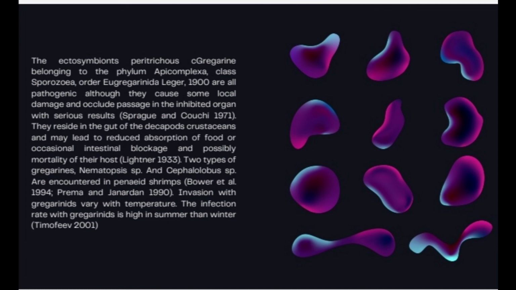Two types of Gregarines, Nematopsis sp. and Cephalobus sp., are encountered in penaeid shrimps. Invasion with Gregarines varies with temperature. The infection rate with Gregarines is higher in summer than winter.